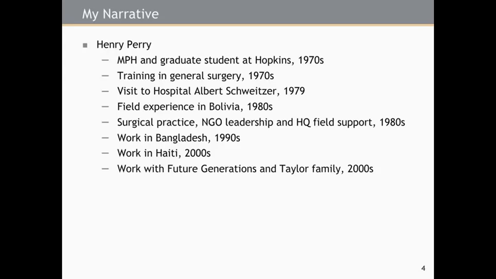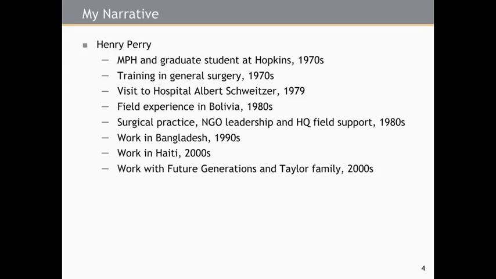And then in the middle 1990s, I had the great privilege of moving to Bangladesh and working with Johns Hopkins on a project there at the International Center for Diarrheal Disease Research, and later with the BASICS project concerned with child survival in Bangladesh. And so I'll be referring to some of my experiences there in Bangladesh.